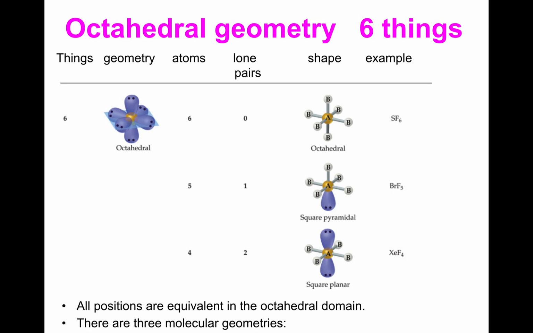Okay, octahedral. Octahedral geometry has six things. If you have six atoms and zero lone pairs, it's just a regular octahedral. If you have five atoms and one lone pair, it's going to be a square pyramidal. If you have four atoms and two lone pairs, it's going to be a square planar. And it keeps going, but for us, we're just focusing on three of these shapes that are possible with our octahedral geometry.